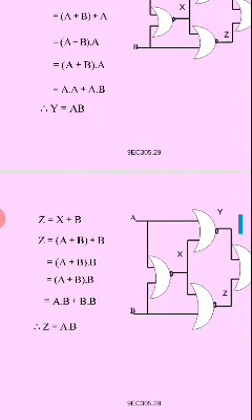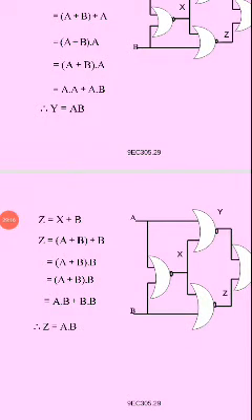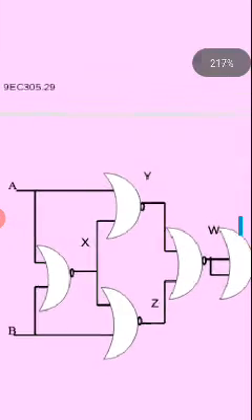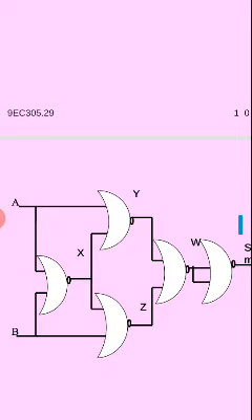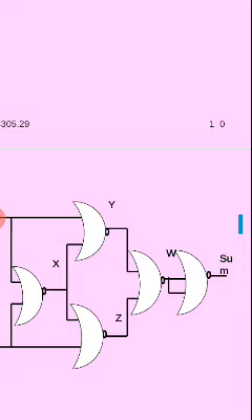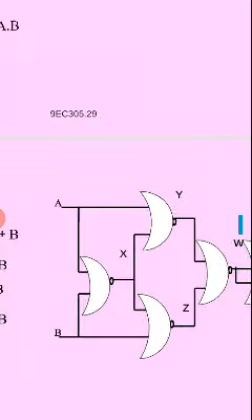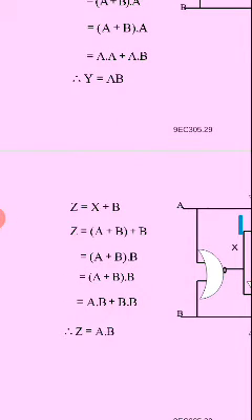Now Z is equal to, first we see the diagram. Here A and B are given to the NOR gate and the output is X, and X is given to the next NOR gates, where A and B are also given. Next, Y and Z are the outputs, W is the output, and the same is the input for the next NOR gate. This is the logic circuit diagram.